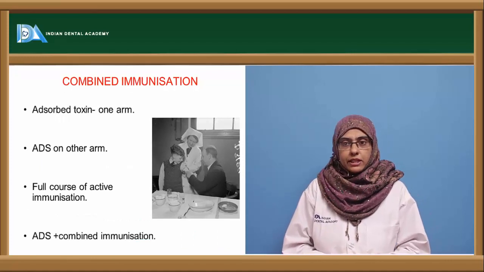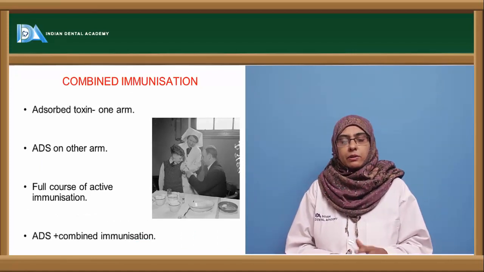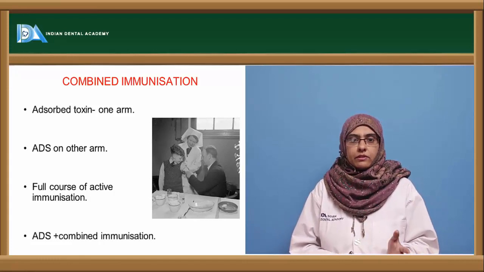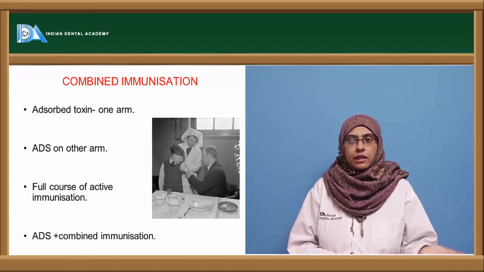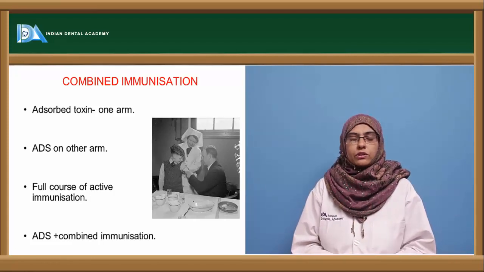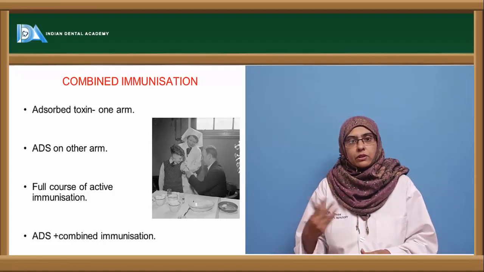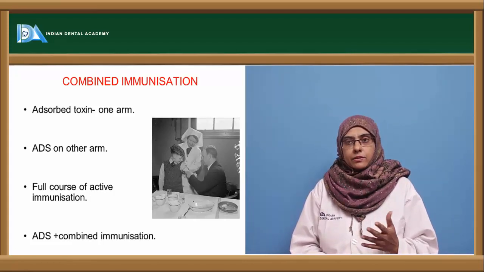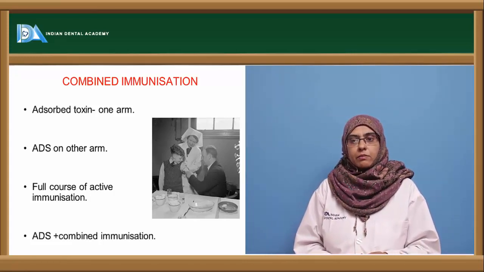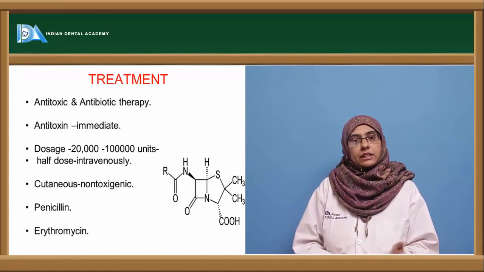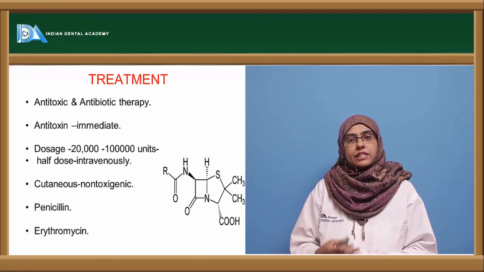Coming to the combined immunization, it is giving immunization with both active and passive. Adsorbed toxoid is the one selected over here, given in one arm, and ADS on the other arm, followed by the full course of active immunization, that is 3 doses, and we have a 4th dose and a booster dose. When the person is given ADS, he has to be given a combined immunization as well.